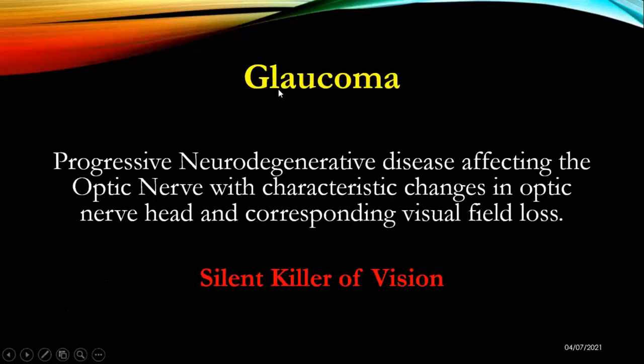And next we will talk about glaucoma. Glaucoma is a progressive neurodegenerative disease affecting the optic nerve, with characteristic changes in the optic nerve head and corresponding visual field loss. So there are some important words here: a progressive neurodegenerative condition affecting the optic nerve head, and there should be corresponding visual field loss. And it is not synonymous with raised intraocular pressure. That is just one feature of glaucoma. So don't go away thinking that high intraocular pressure is glaucoma. Of course not. We call glaucoma the silent killer of vision.